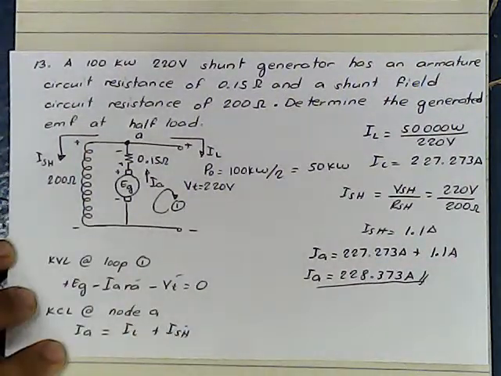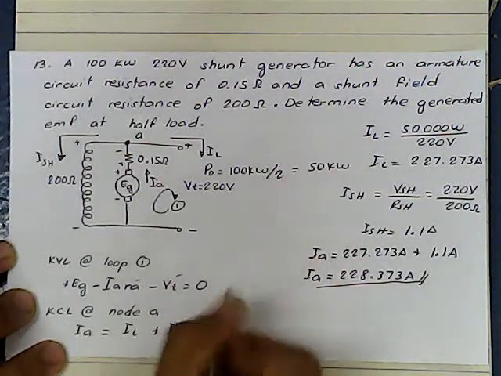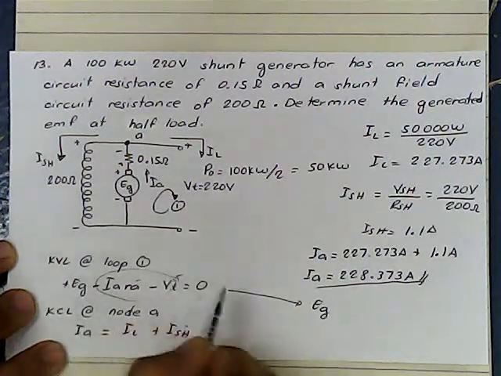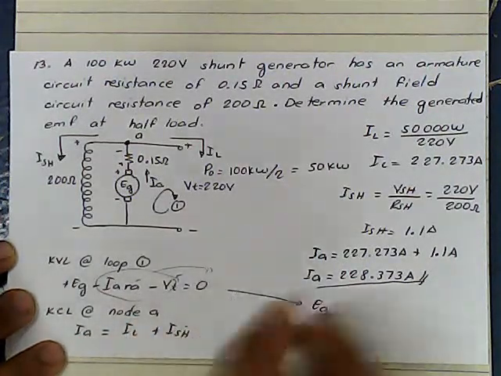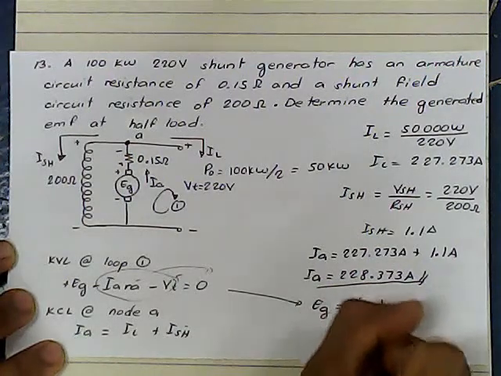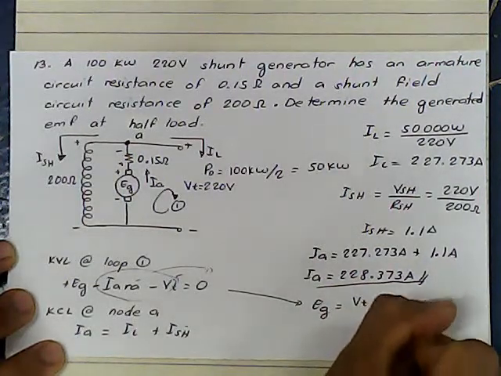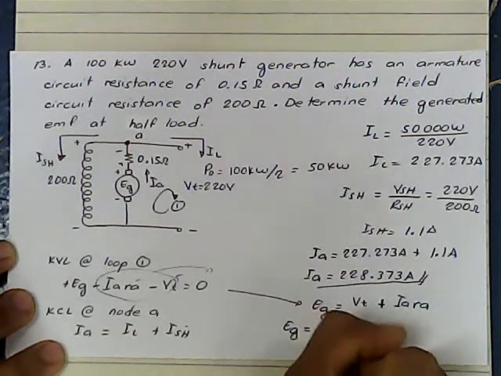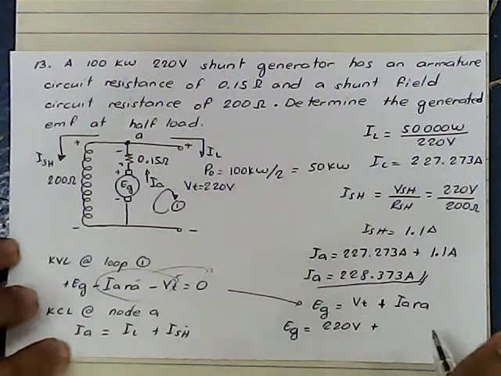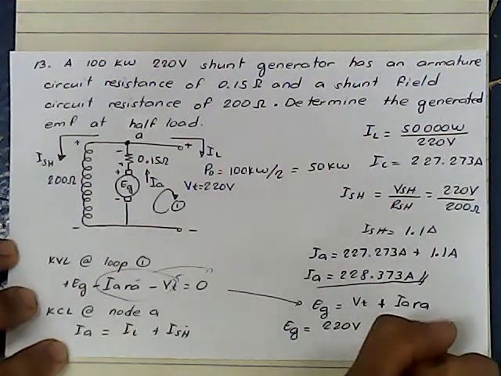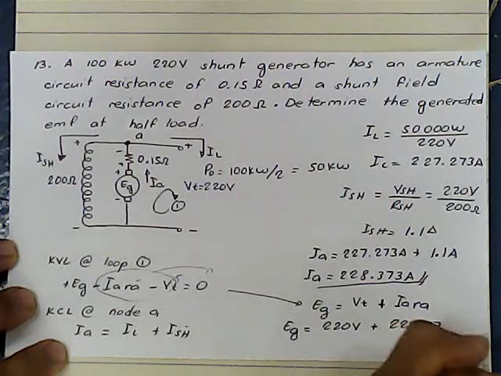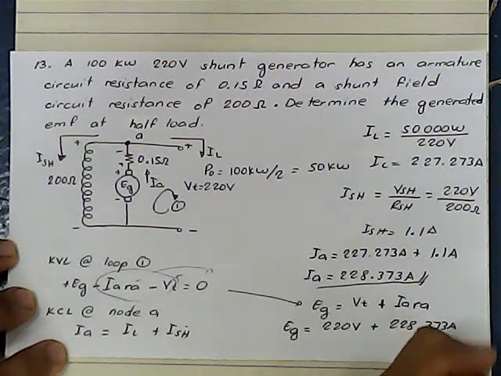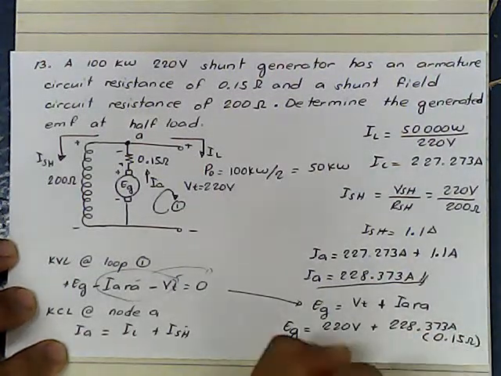Now, let's proceed in solving the EG. Again, from this equation, these parameters we put on the other side so they become positive. VT plus IARA. So, therefore, EG is equal to VT, which is 220 volts, plus IA, which is 228.373 amperes. Then, we just multiply this by 0.15 ohms.